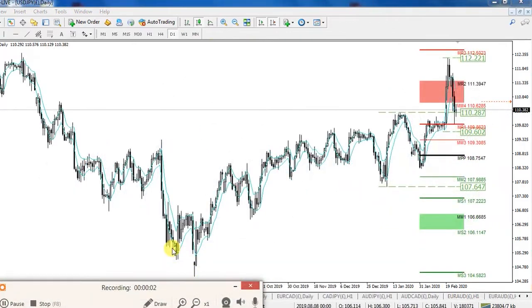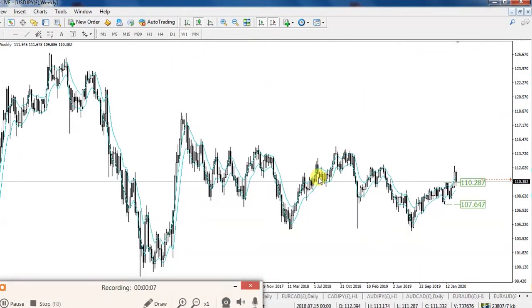And the next currency is US dollar against Japanese yen. I'm going to start with a weekly for this one.